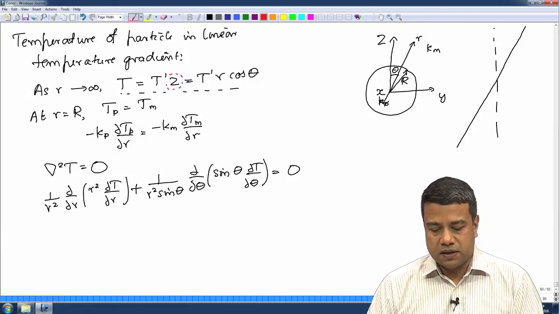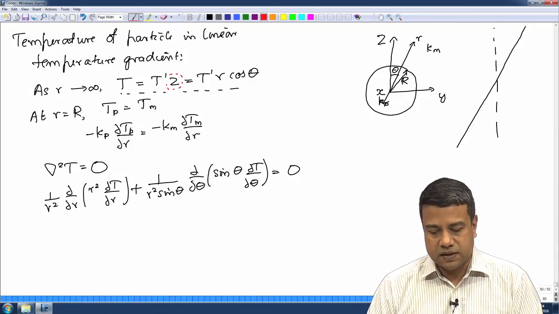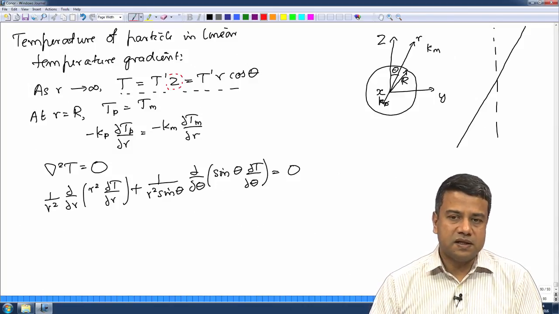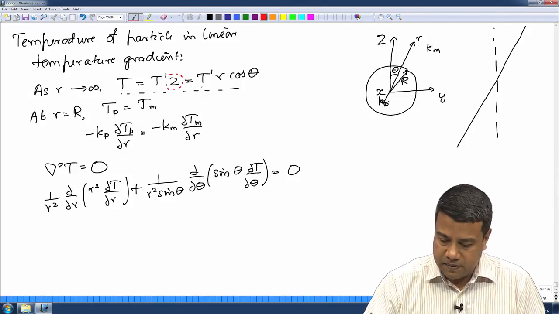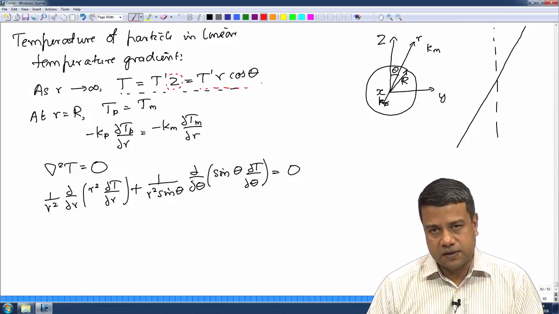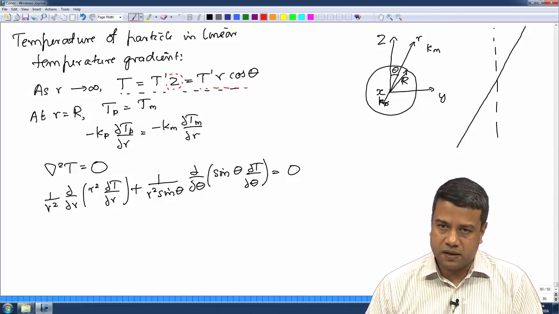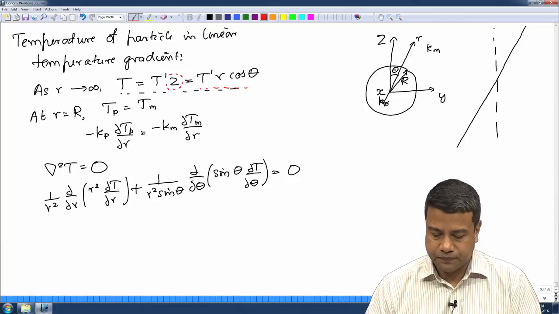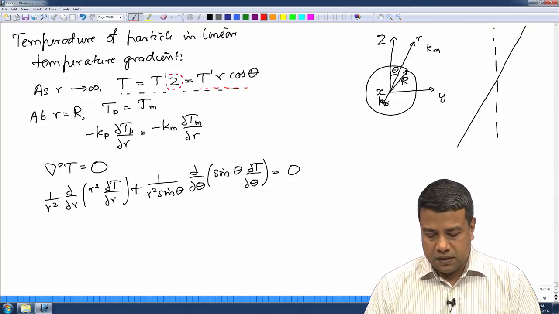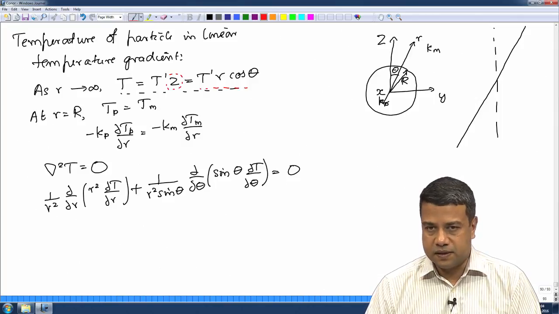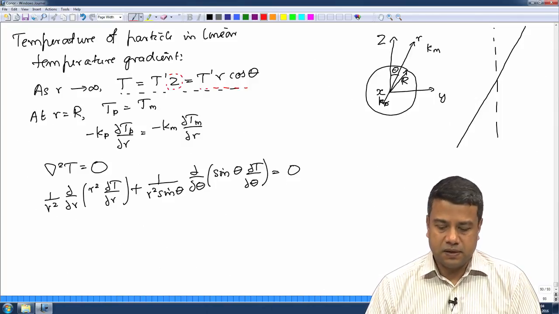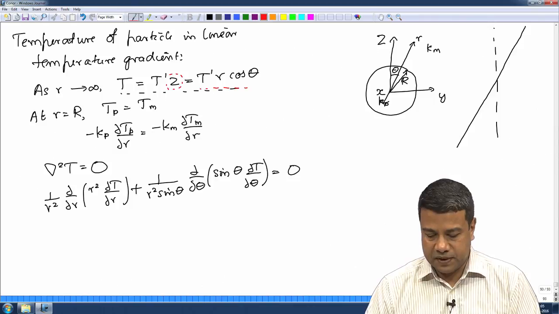So, the condition as r goes to infinity is that the temperature is a linear function of z, T prime times z, where T prime is the imposed temperature gradient. This can effectively be written as T prime times r times cos theta, because z is r cos theta in this case. At the particle surface at r is equal to capital R, Tp is equal to Tm, the temperatures are equal, the fluxes are equal.